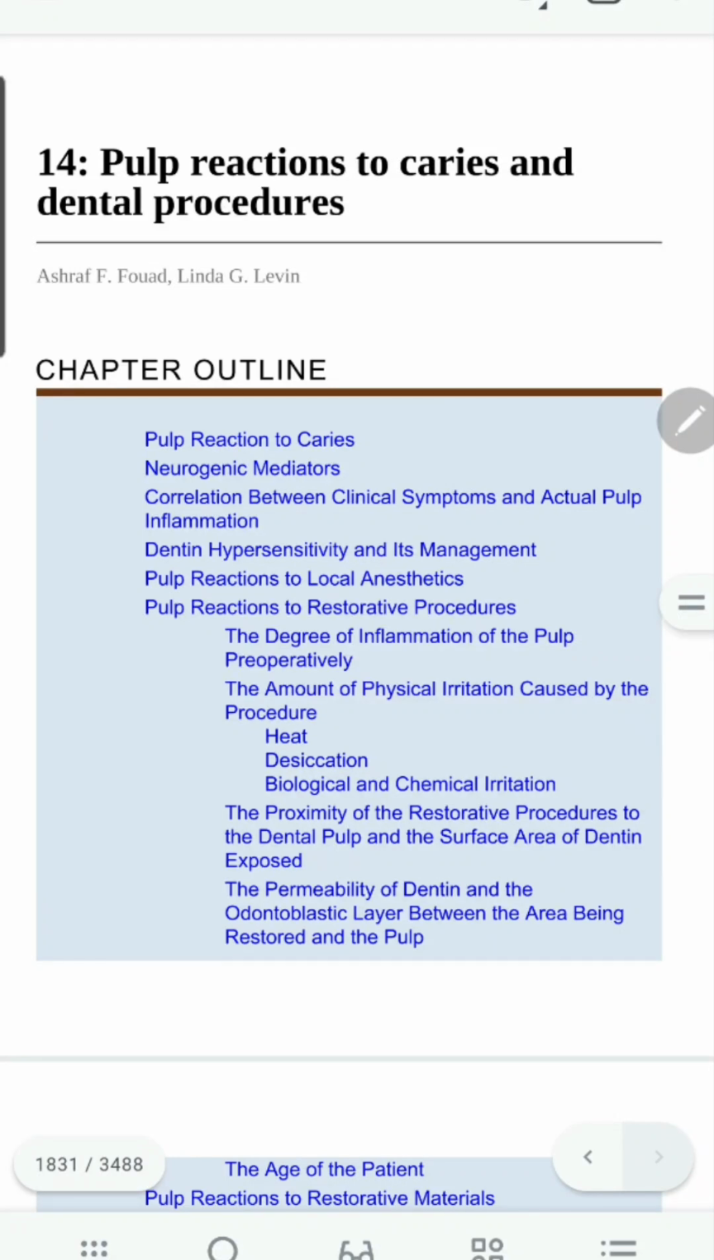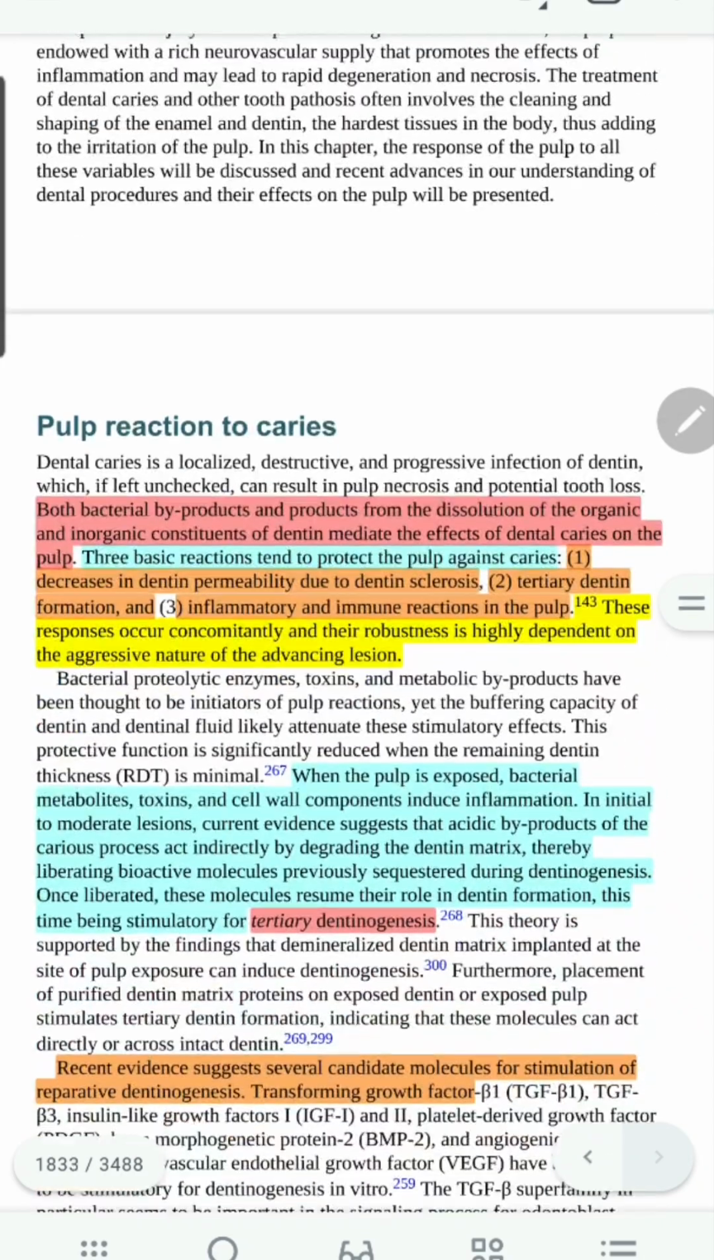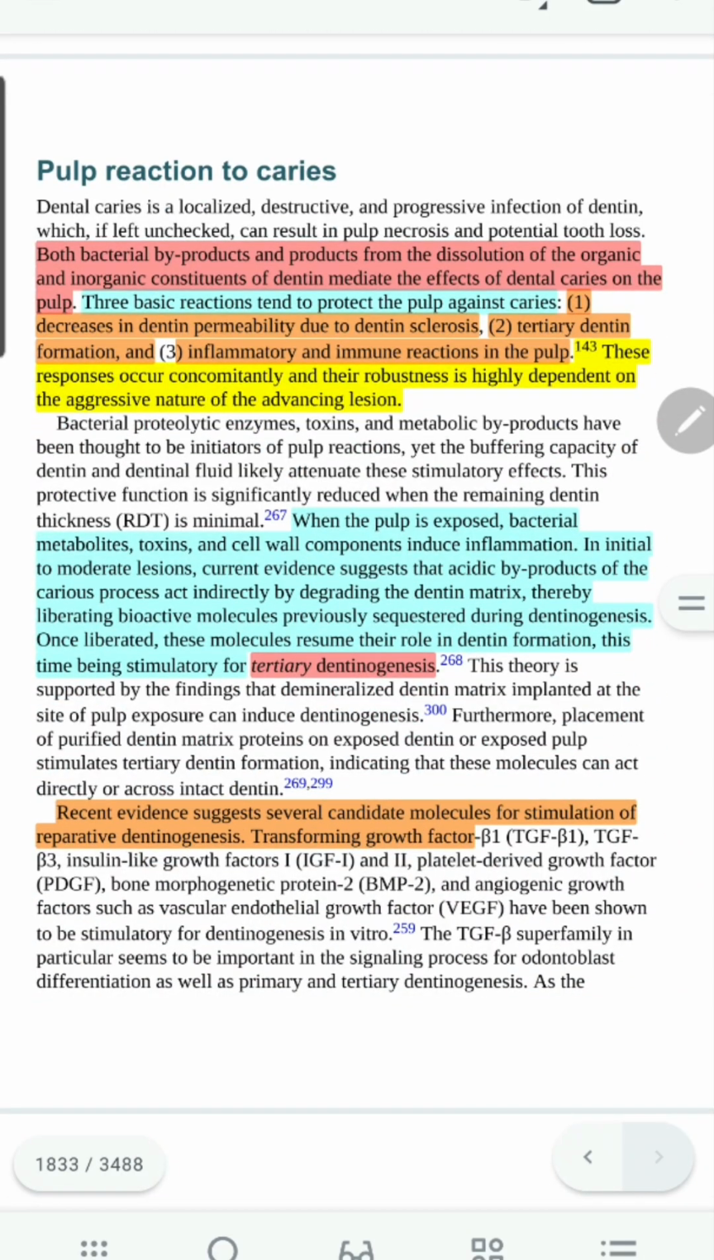Hello, and welcome to the episode where we discuss some scientific topics regarding the pulp reaction to the caries and the dental procedures. How does the pulp react to the caries invasion? In three ways: by decreasing the dentin permeability, by doing what is called the dentin sclerosis, or by forming the tertiary dentin, or by inflammatory and immune reaction in the pulp.